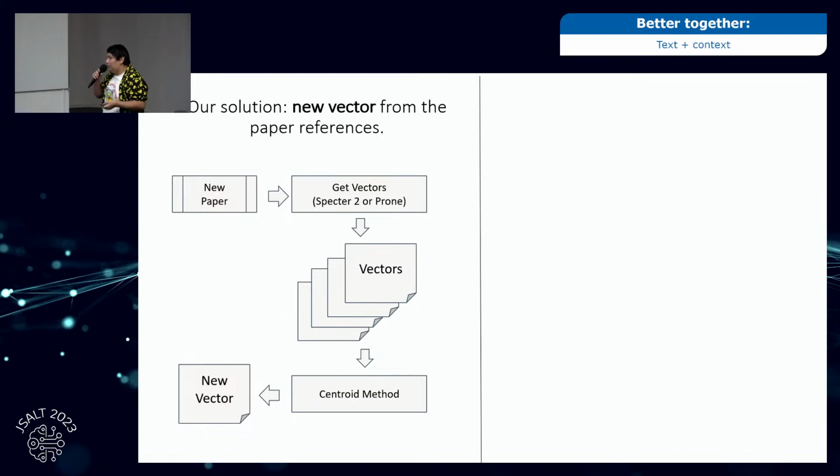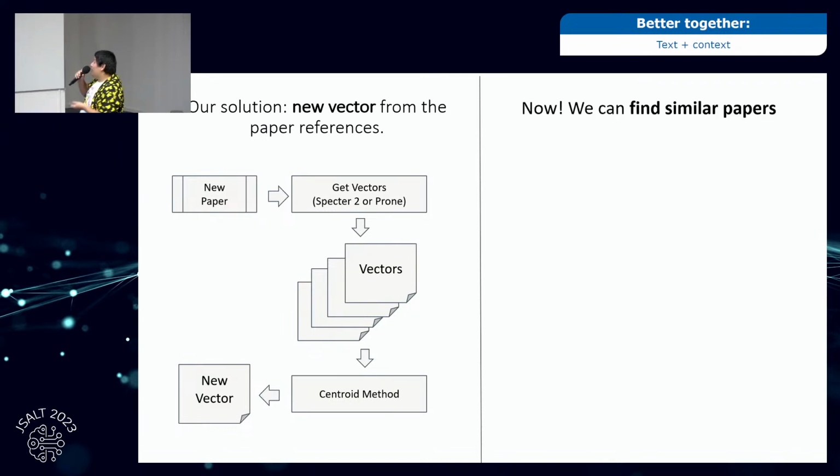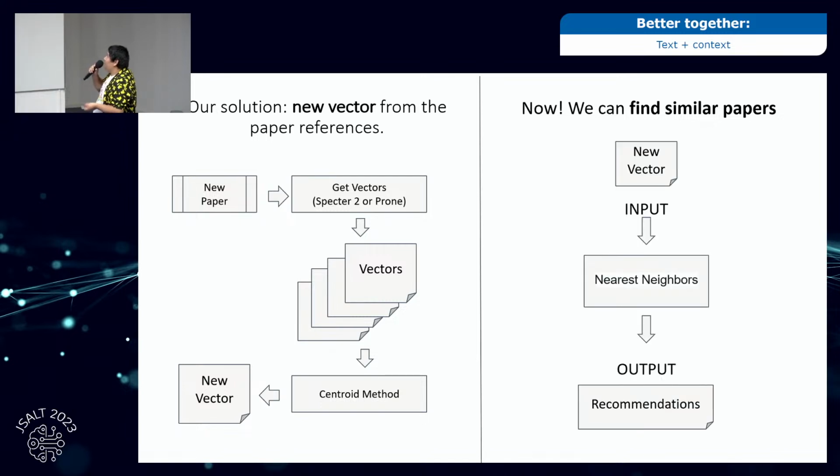Using SPECTER or PRONG, get the vectors of each of my references. Then apply a centroid method to create the new vector to represent my paper. Then, using my new vector, we can find similar papers using a nearest neighbors method. And the output is a recommendation.